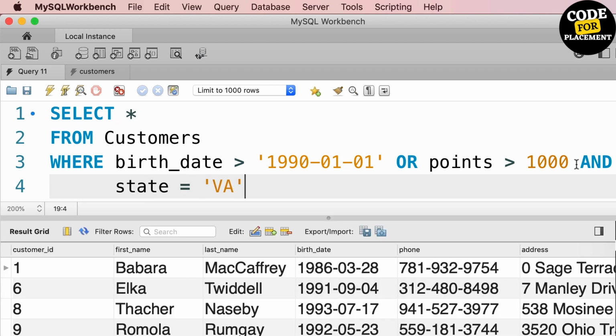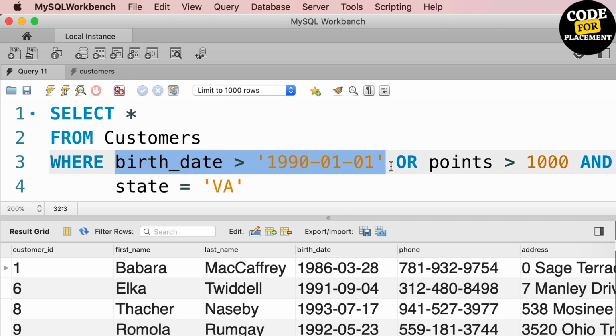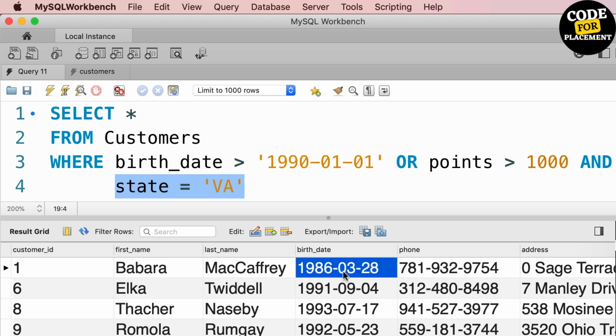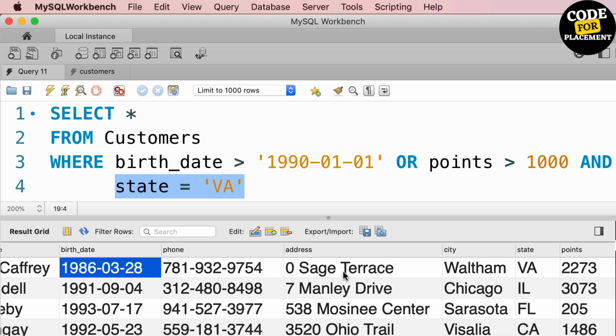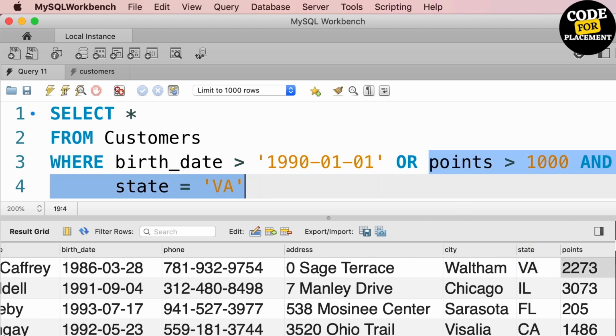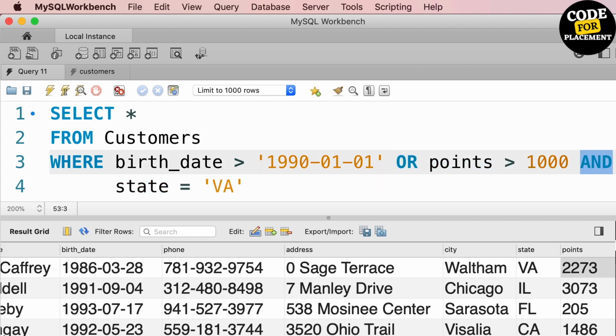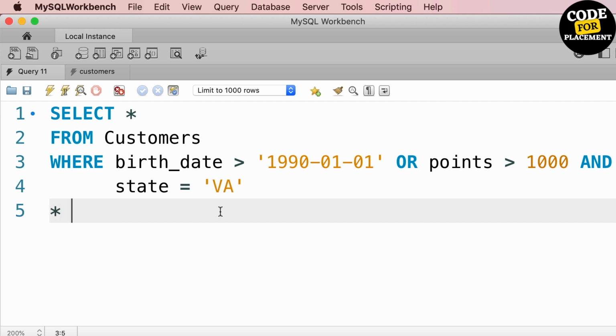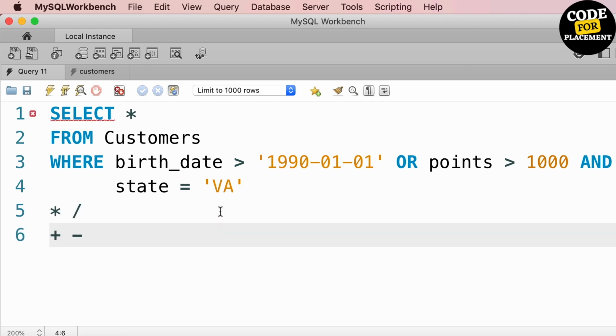Now if I have an AND condition, meaning my birth date or points, and my state belongs to VA. So my birth date is greater than 1990 or points is greater than 1000. These two are optional, any one of them being satisfied, and my state is VA. You can see my state is VA. So this is how I am going to identify it. This is all about the order of these operators that we have to be aware of.